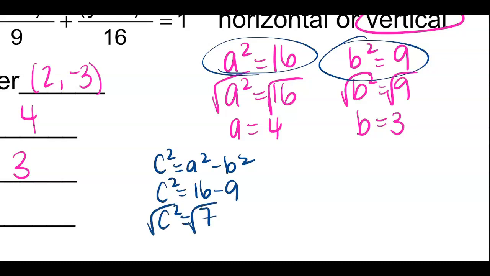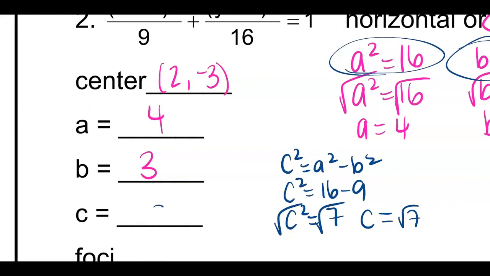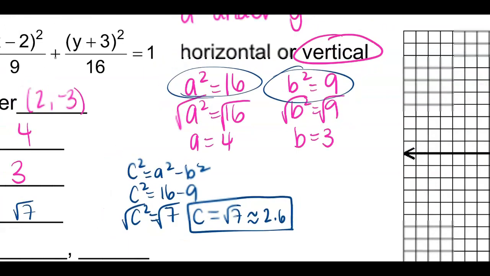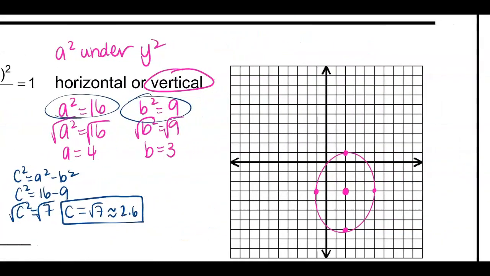And when you square root both sides, C will be equal to, not approximately, equal to the square root of 7. Technically, with the square root of 7, you really can't simplify it because it's prime. So I'm going to write out the square root of 7 as my C value. And I'm also going to approximate this C value, because this will tell me how many units I need to go left and right or up and down on my graph, depending on how it's drawn. So the square root of 7 is about 2.64575. We're going to make this about 2.6 units. So on my graph, since it's vertical, from the center, I'm going to go up 2.6 units.